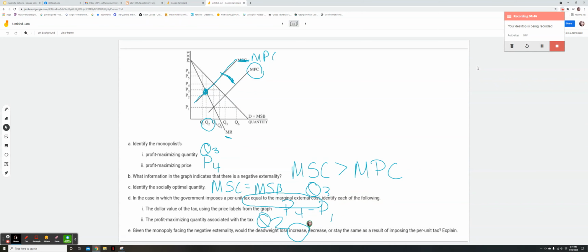Because the socially optimal quantity was Q3, and the quantity after the tax is Q2, which is less than what it was. That means there's going to be more deadweight loss. They're making less, so there's more missed opportunities, more missed transactions there. I hope that helps, and hopefully, if you see a question like this, you'll be a little bit better equipped than you were before.